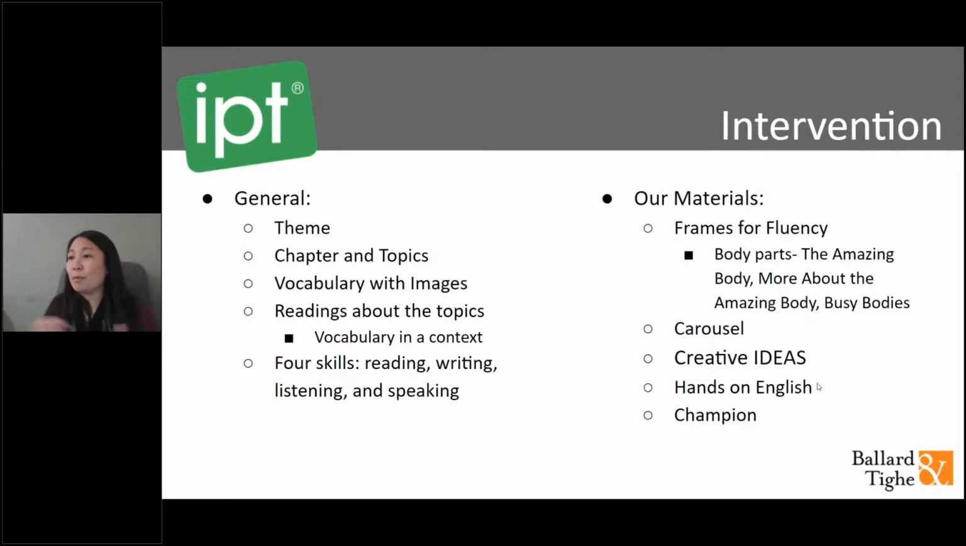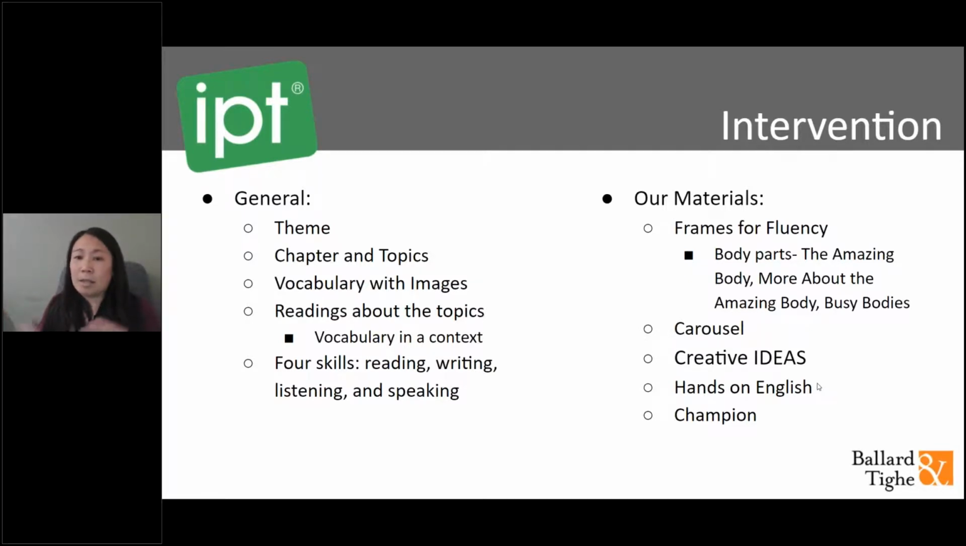But our materials, again, with Frames for Fluency, we're talking about that. And a great example is for body parts. You'll see the topic, the body parts, and then the title, The Amazing Body, More About the Amazing Body, and Busybodies. Those 3 will be in Frames for Fluency. It will spiral back to body parts, things about the body, throughout Frames for Fluency in different chapters and units. And the same with Carousel and the same with Creative Ideas, because they are all partnered together: Carousel, Frames for Fluency, and Creative Ideas.